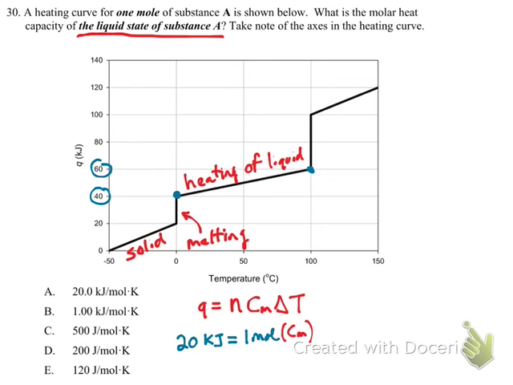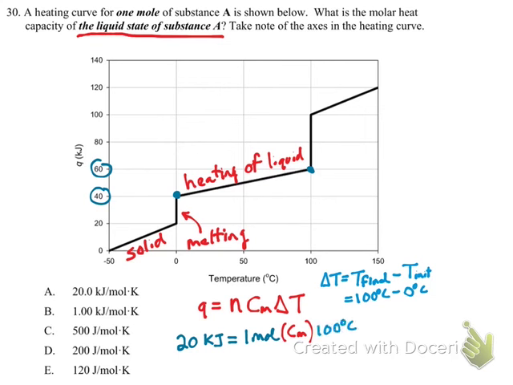And what is our delta T? So we can see here that this mysterious substance went from 0 degrees Celsius up to 100 degrees Celsius from these arbitrary points I chose. And you could choose any point along the way on this curve and you would still get the right answer. So our delta T is equal to our final temperature minus our initial temperature, which is 100 degrees Celsius minus 0 degrees Celsius, which is 100 degrees Celsius. So I'm just going to plug in that 100 degrees Celsius into here.